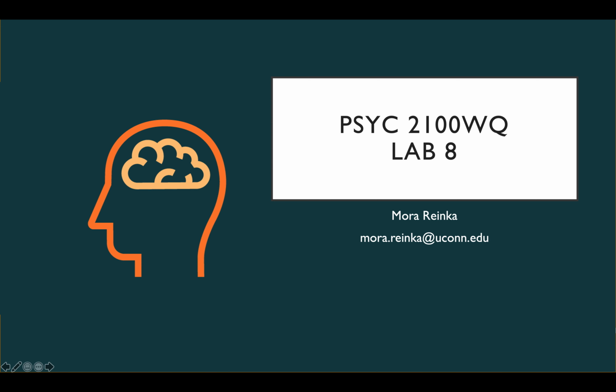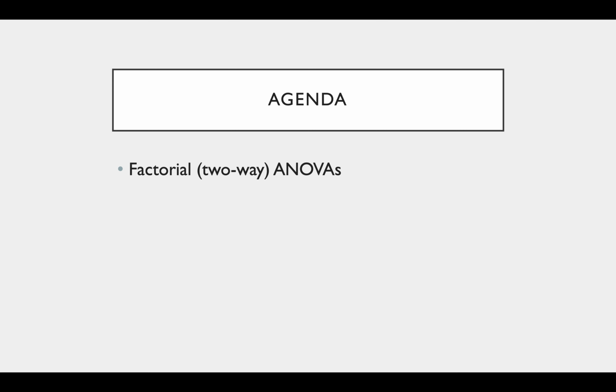Hi everyone. In this lecture, I'm going to be going over factorial ANOVAs, which are also sometimes called two-way ANOVAs, to differentiate them from the ANOVAs we learned before, which are sometimes called one-way ANOVAs. So that's really all I'm going to be talking about in this lecture.